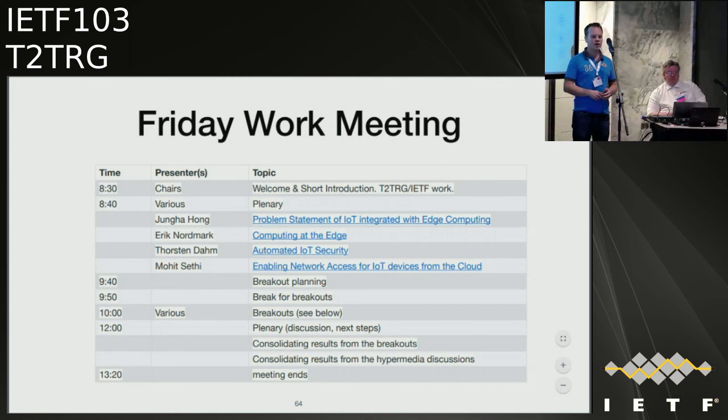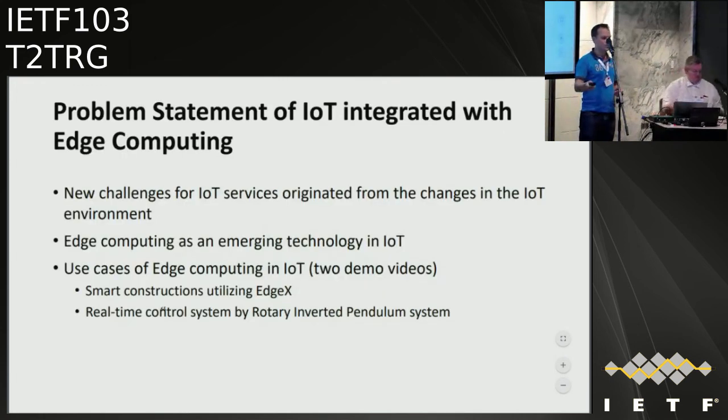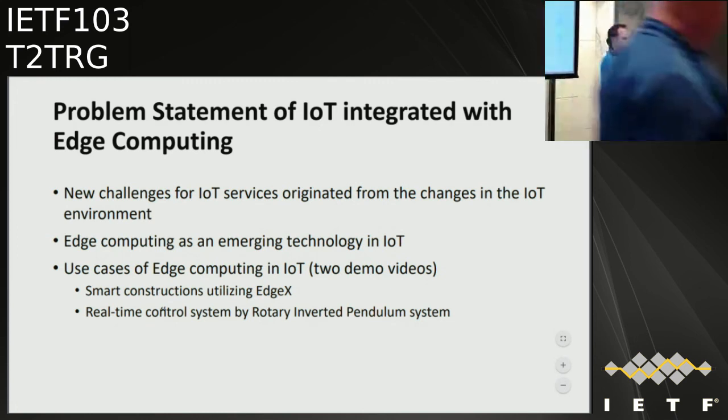So actually, do we have Junga Hong, Eric Nurmag, Tusen Dam here? Excellent. So in order to save time, let's go directly here. You want to go first, give your quick pitch on the problem statement of IoT integrated with edge computing. So we have basically edge computing and security as the two key topics there.